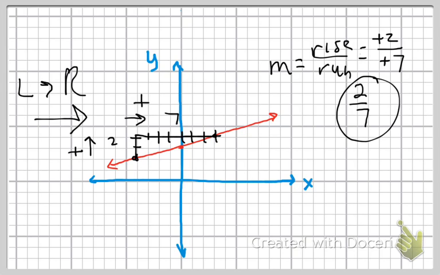It kind of makes it a right triangle if you notice that. And we could check this again. We could go up 2 over 1, 2, 3, 4, 5, 6, 7 if we had a good line here. But that's how you would find the slope on a graph.